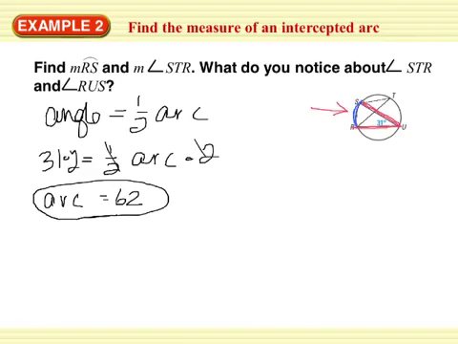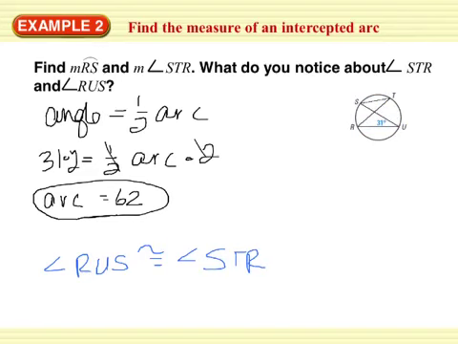The cool thing is arc RS has an inscribed angle RUS and STR. So angle RUS is congruent to angle STR. Let me erase all that stuff so we can see it. Which is neat. That means that angle STR and RUS are both 31 degrees. See that?